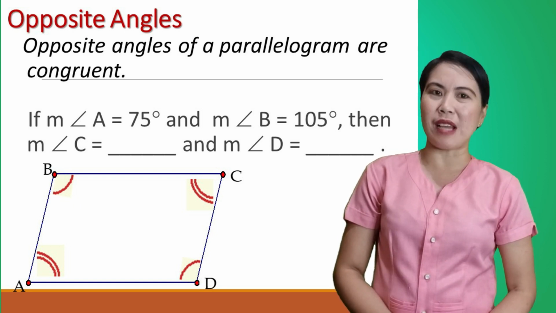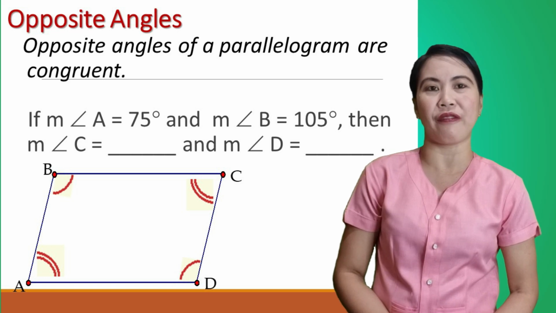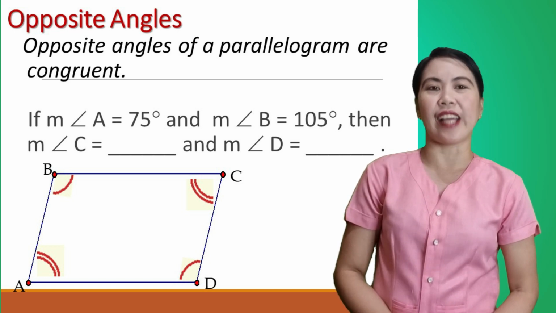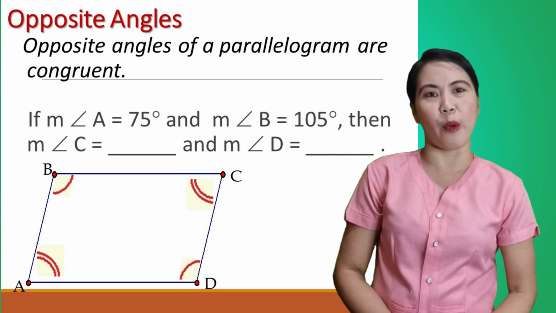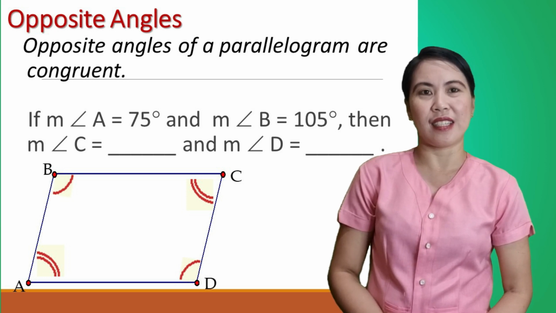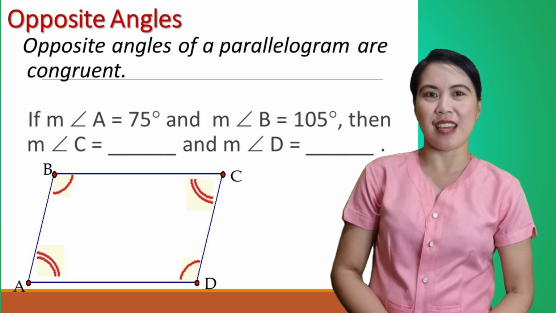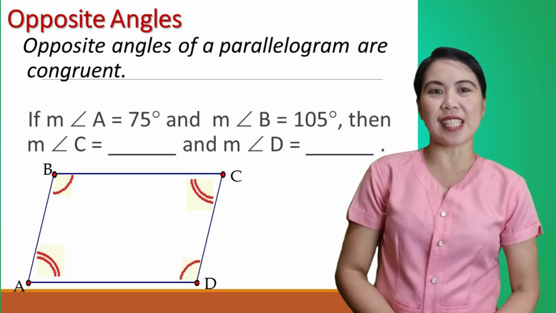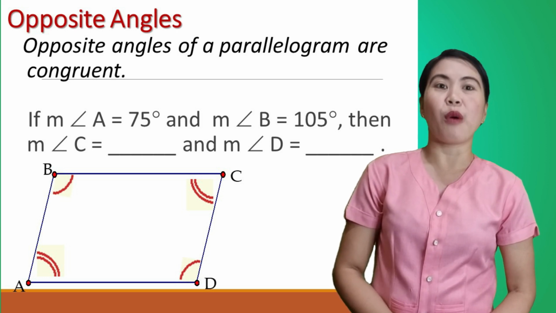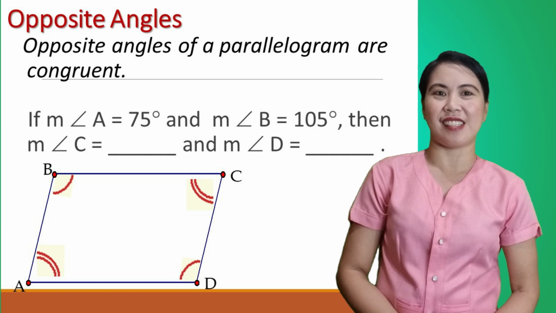What about if the measure of angle B is 105 degrees? Again, angle B is congruent to which angle? Correct, angle D. Therefore, angle D is also equal to 105 degrees.